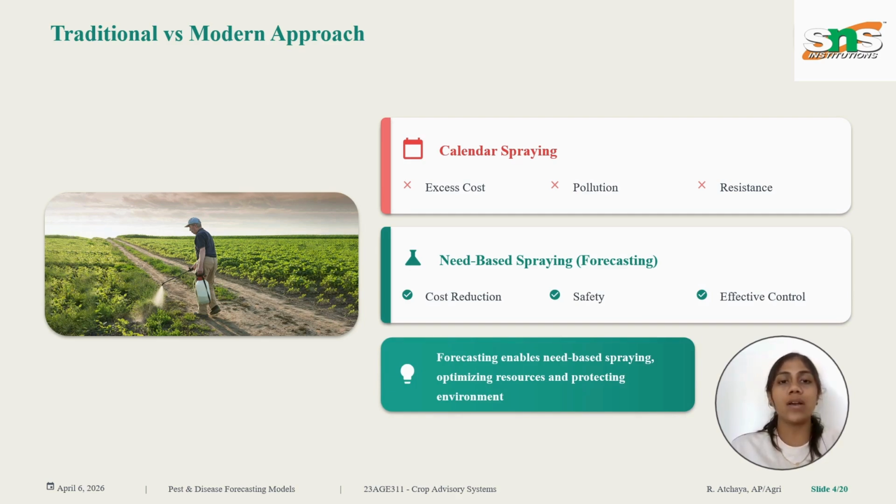Modern agriculture prefers need-based spraying, which uses forecasting models. Here spraying is done only when it is required. This gives cost reduction, farmer safety, better pest control, and less environmental damage. For example, instead of spraying every week, if forecasting shows no risk, then spraying can be avoided. This saves money and improves sustainability. So, forecasting enables smart pesticide management.